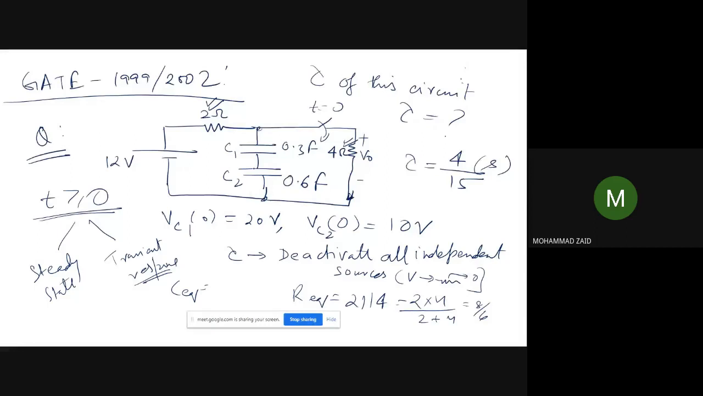If the capacitors are connected in series, you can calculate it as 0.3 times 0.6 divided by 0.9. Once tau is calculated, you can calculate the total response of the circuit. So tau is equal to R equivalent into C equivalent. R equivalent is known, C equivalent is known, so tau is known.